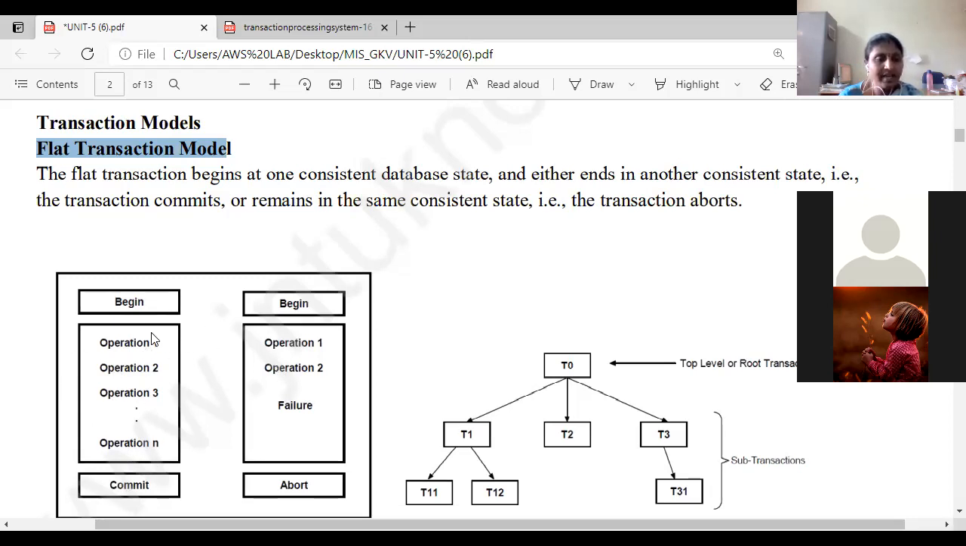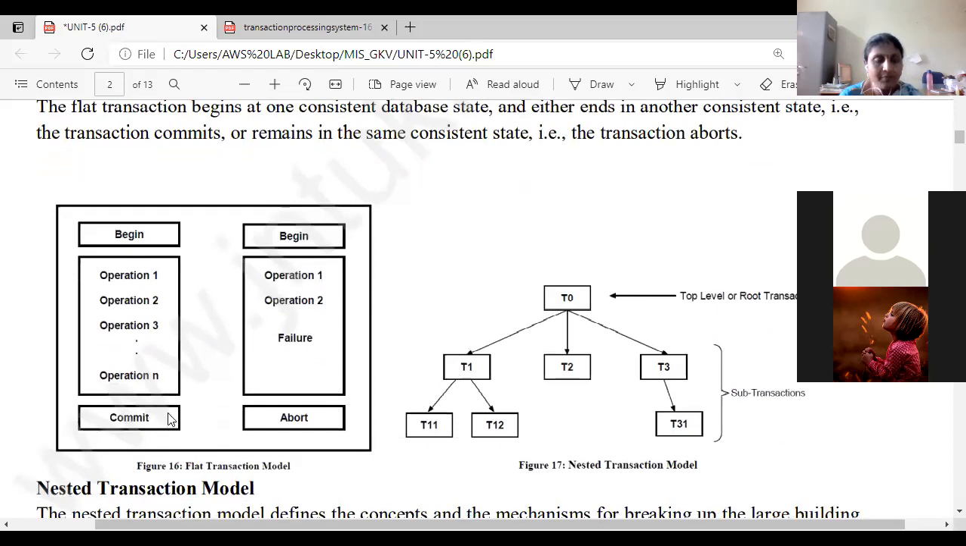Here, for doing the transactions, we are using read and write operations. For these operations, if you are able to write any small piece of code, you can write that code also. So the general format is like this. Note down the diagram for the flat transaction model.